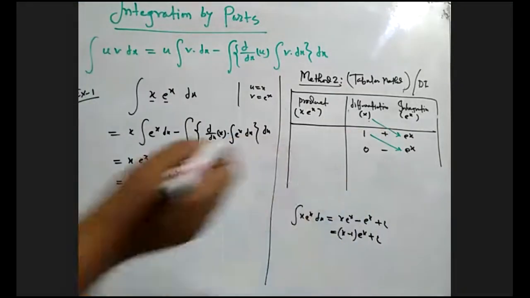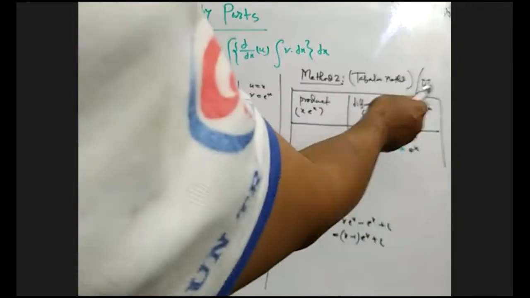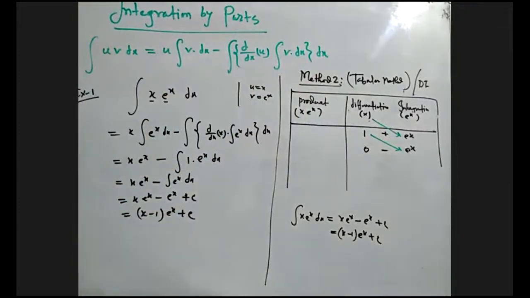This is another interesting method. It is also called the tabular method or the differentiation integration method. So using these two methods, we can integrate easily.